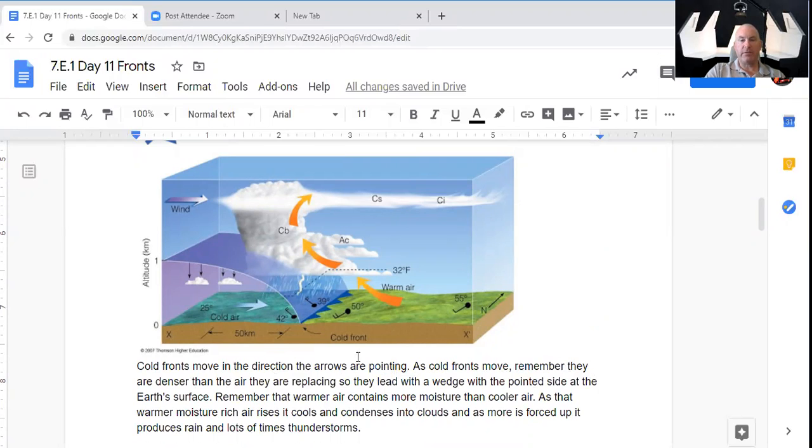It's replacing it. And when it replaces it, it acts kind of like a wedge here with the pointy end down in the direction it's moving at the leading edge. With a wedge, remember what a wedge does? It lifts heavy things, right? Or splits things in half. Well, in this case, it's lifting the warm air that's in front of it.